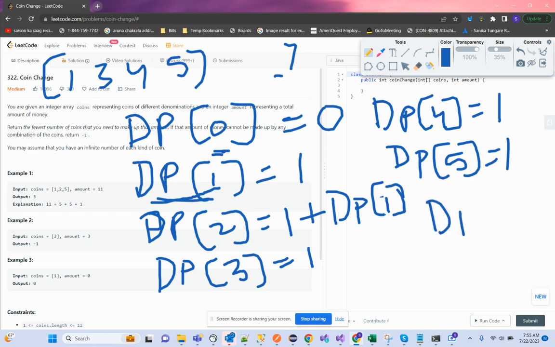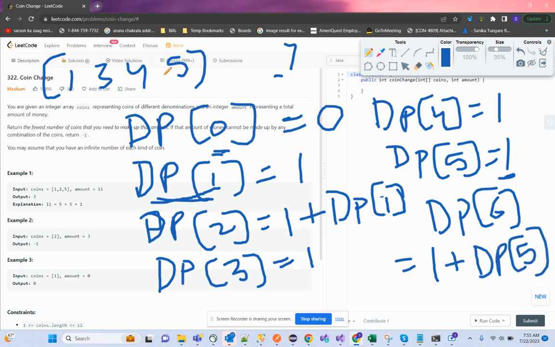DP of 6, right? For 6, do we have a 6 coin here? No, we don't have a 6 coin. So what we have to do, obviously, is take the DP of 5, which is 1 coin, and we just have to add one more coin. That becomes DP of 6, right? Because you already have the 5 coin and you just add 1, so 1 plus 5 is 6, and you come to a conclusion.